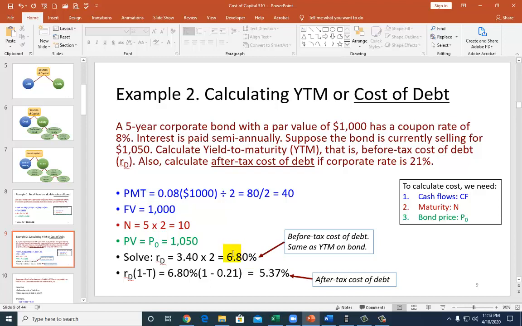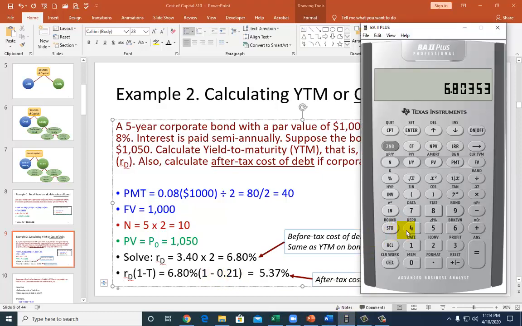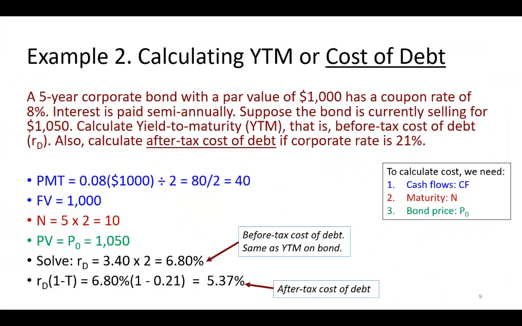Noting that interest paid on debt is tax deductible, we need to carry out this adjustment that you see right here. And so we're reminded in this example that the tax rate is 21%. So on an after-tax basis, 1 minus 0.21 is 0.79. We just carry out that little operation, multiplying this by 0.79. And ladies and gentlemen, 5.37 is indeed our after-tax cost of debt. So the effective cost of debt to a firm is indeed the after-tax cost of debt.